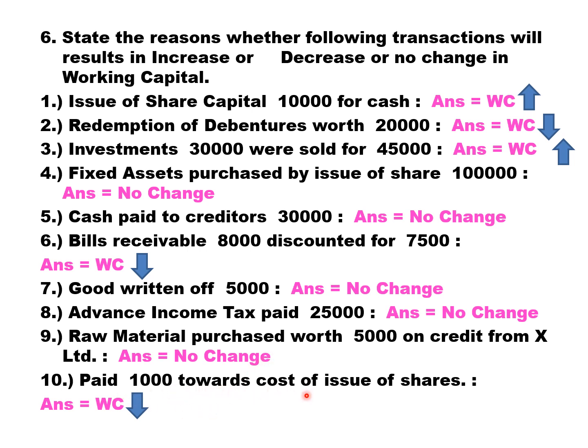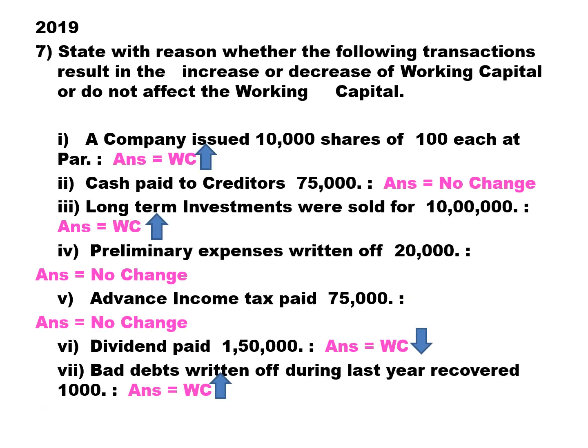Paid 1,000 towards cost of issue of shares. So the two accounts are cash and share. So share is non-current, cash is current. So when you pay, cash goes out. So working capital decreases. So this is the last problem, students, that has come for 2019.